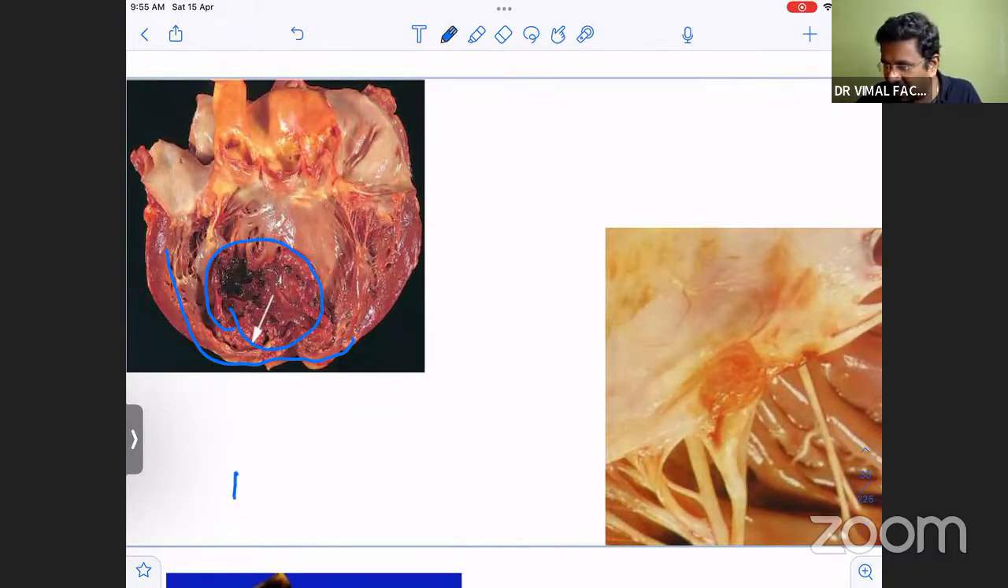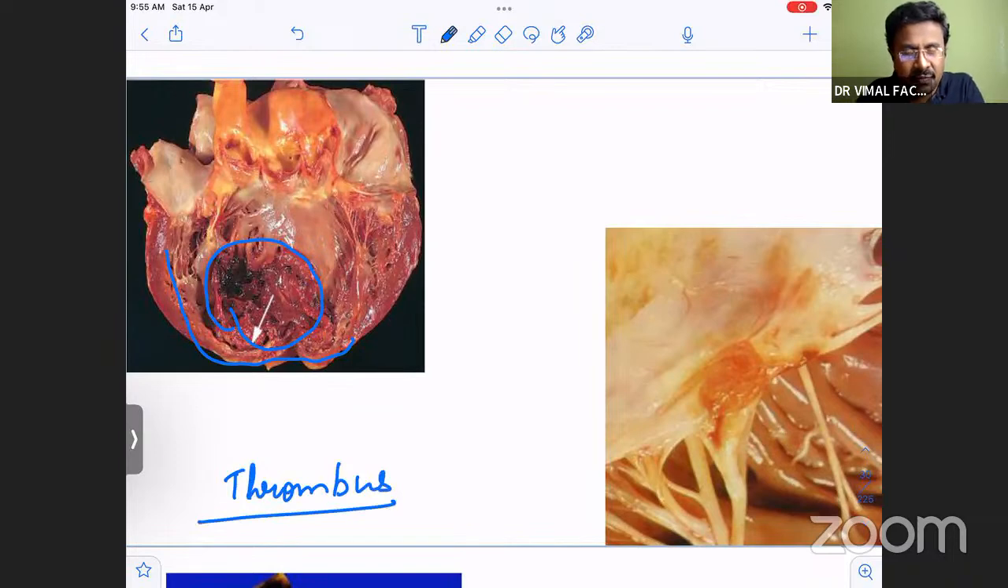What is this thrombus named as? If you see this thrombus formation in the chambers of the heart, like in the left ventricle or in the left atrium, what is the special word you call that? You call it a mural thrombus. So mural thrombus is nothing but thrombus formation in the chambers of the heart.